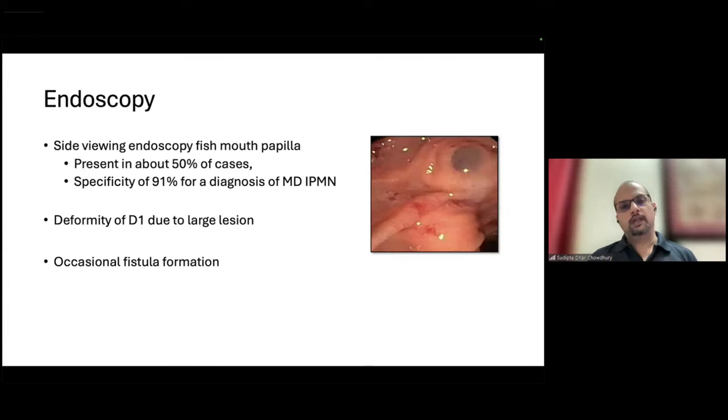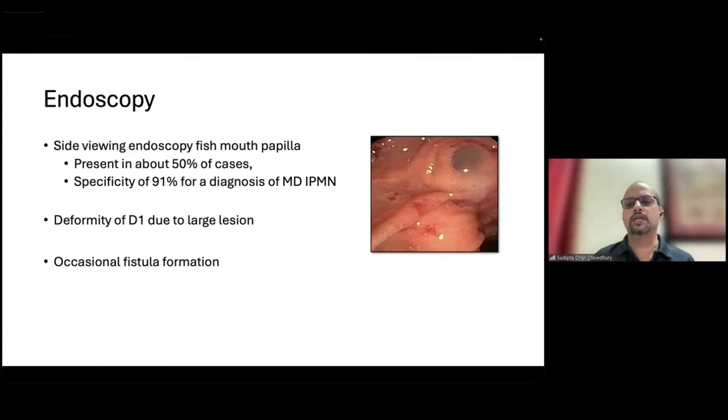So, coming from cross-sectional imaging to endoscopy. If you look at endoscopy, in IPMN we can sometimes see mucus extruding out of the major papilla. This is called the fish mouth papilla. This is seen in almost 50% of main duct IPMN, and once you see this, it's almost 91% specific for the diagnosis of main duct IPMN.